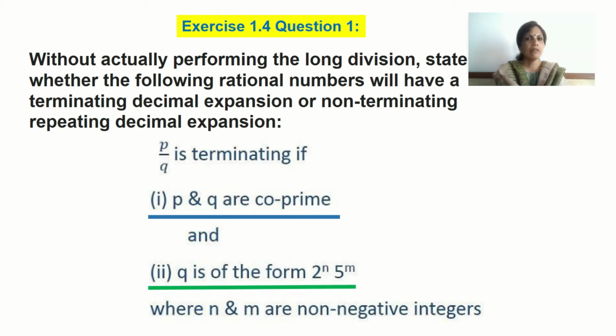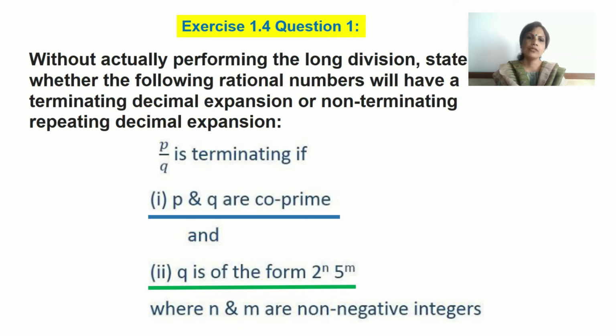The number will be given to you in the form of P upon Q, where P is the numerator and Q is the denominator. Both the numbers should be co-prime, and whatever number is at the denominator should be in the form of 2 raised to n into 5 raised to m, where n and m are non-negative integers. So if the given fraction follows these two rules, that means the decimal expansion of the number is terminating. If it doesn't follow the rules, that means the decimal expansion is non-terminating and repeating. So let's see the example.